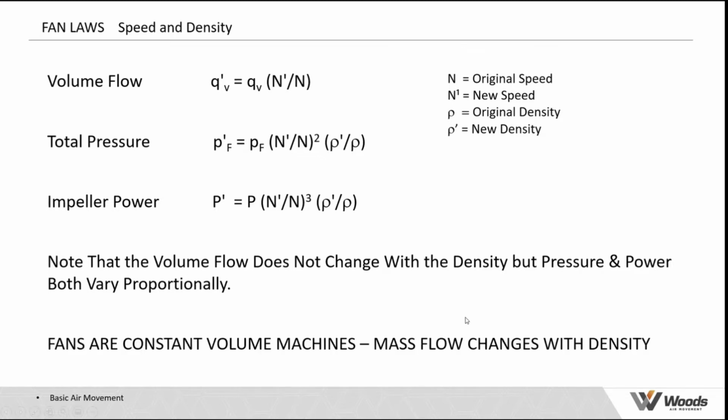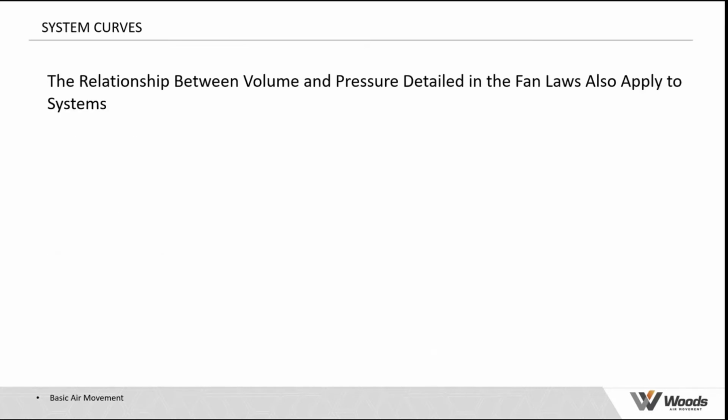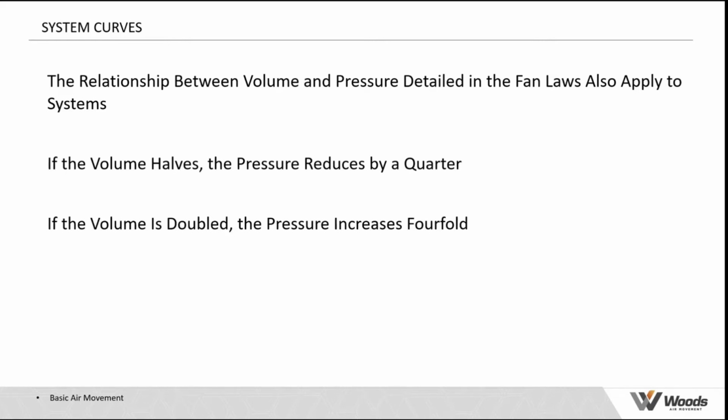And the other important thing to remember is that fans are a constant volume machine. So the lumps of air that we throw through our fan won't change no matter what the density is, but of course the mass flow will change. The mass flow being the volume times the density. Just worth remembering. So the fan laws apply to systems as well. If you're taking half of the volume through your system, the pressure goes down to a quarter. If you double the volume, it increases fourfold.